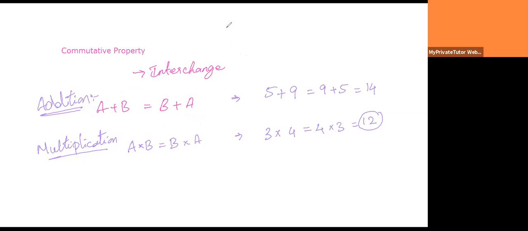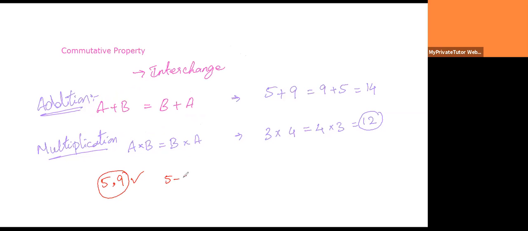Okay, you might have a question. Does it work for subtraction or division? Want to give it a try? Just try it. So let's take a couple of numbers, the same numbers, 5 comma 9. So 5 comma 9 works for addition and multiplication. So let's try for subtraction.